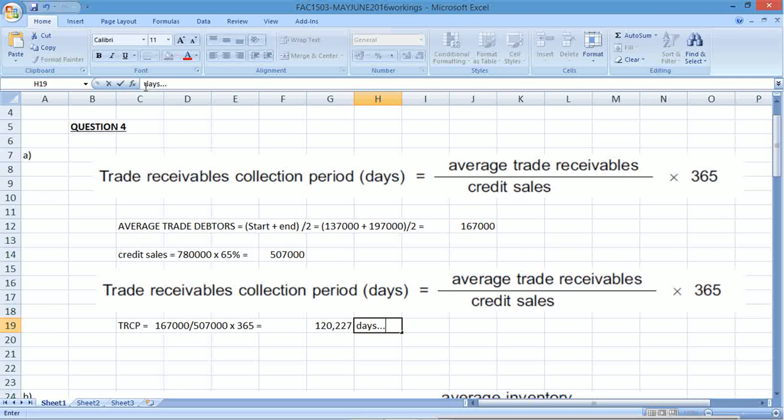120 days. What did they say? Round off to the nearest 2 decimal places. Okay, so I would round that off to 120,23 days. Remember you can actually get a portion of the day. So the fraction would be 0,23, which is almost a quarter of a day. So it would take you 120 days and a quarter of another day to collect your outstanding receivables based on your average trade debtors. Okay, there's the first bit.